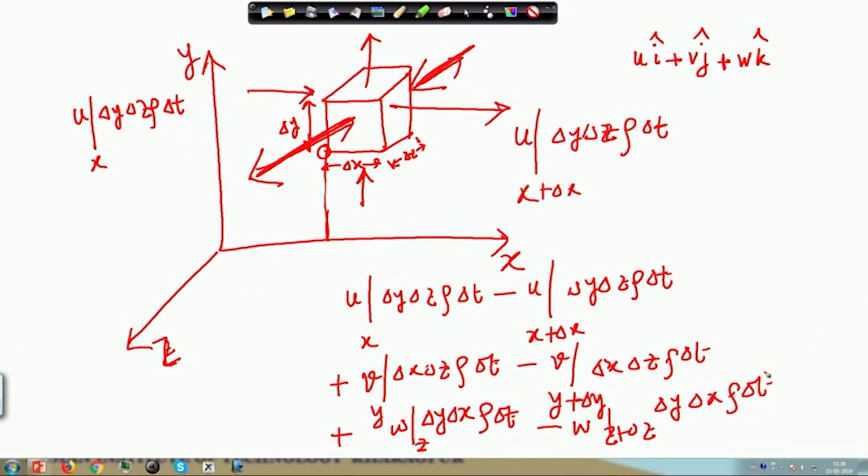So this is the in minus out in all three directions, and all this in minus out has to be equal to the change happening inside.